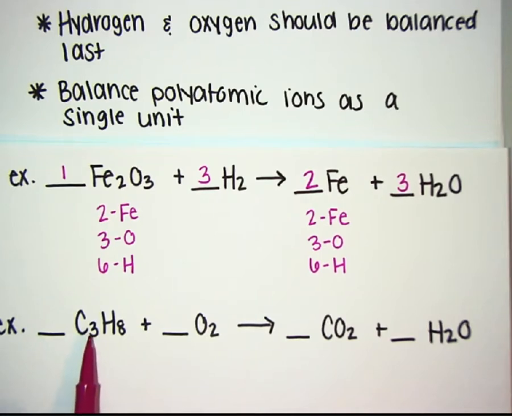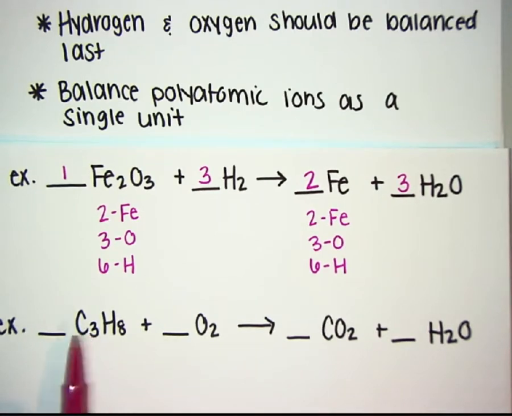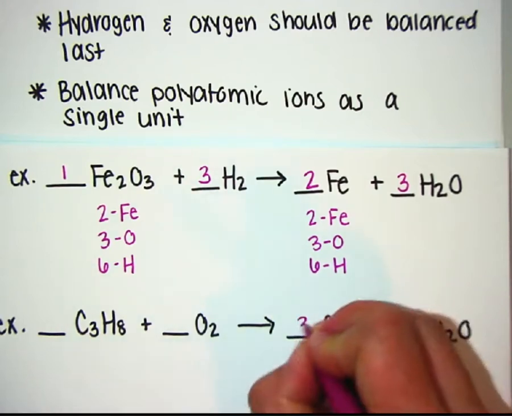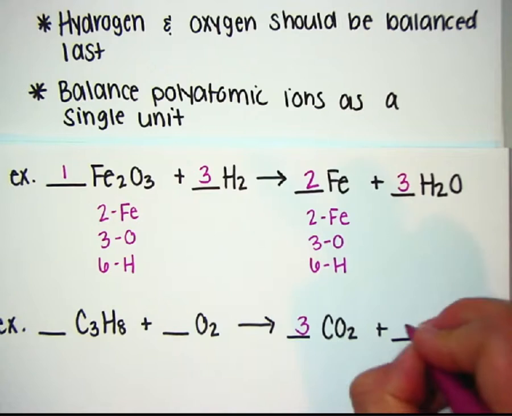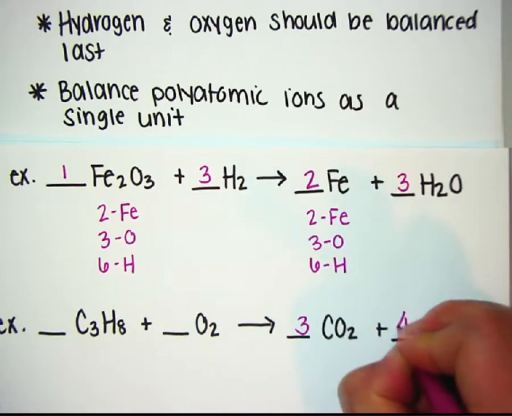On the left side of the arrow, I have 3 carbons. Here I only have 1. Next, let's go to hydrogen. 8 hydrogens. On the right side, I only have 2. Well, what number times 2 will get me to 8? 4.